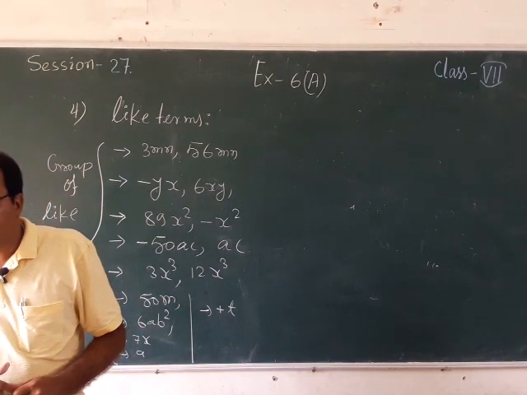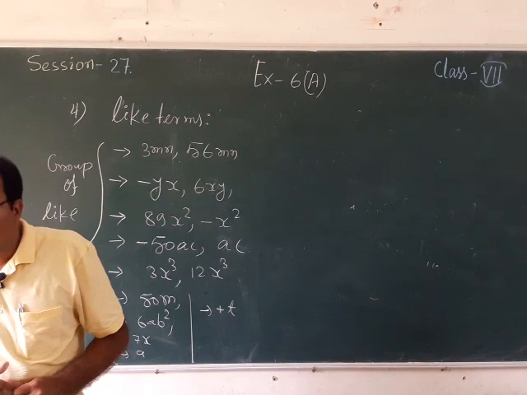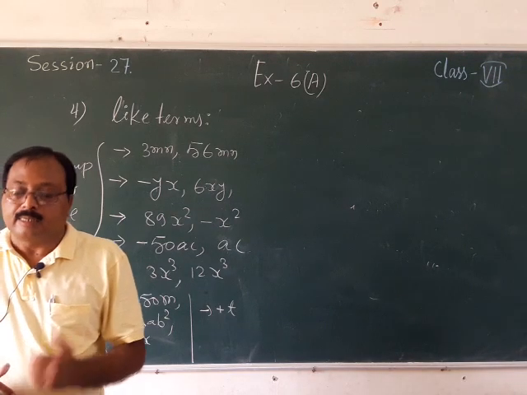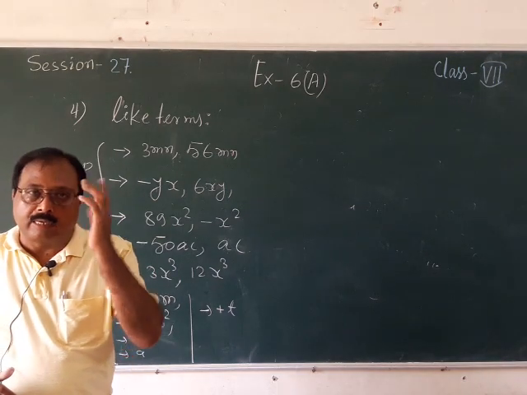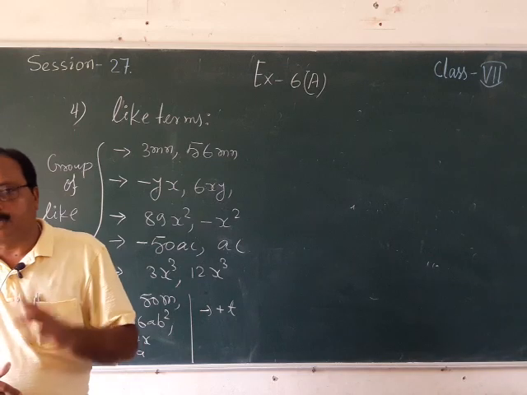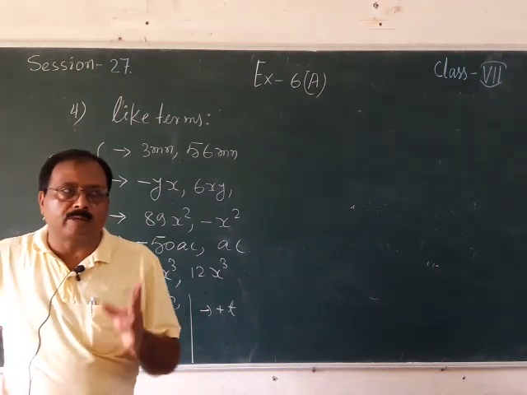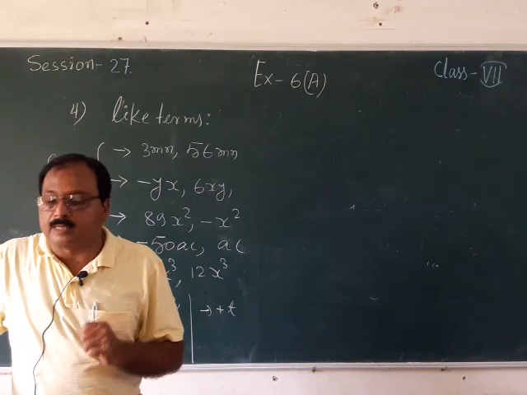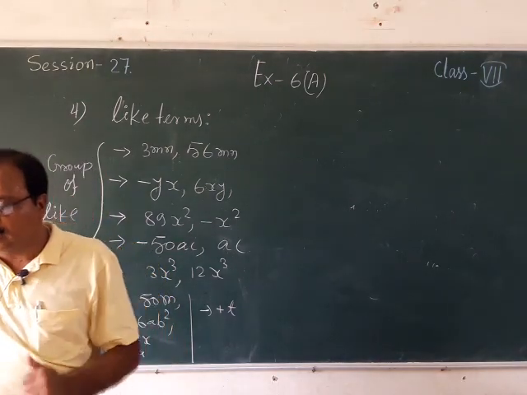Further, in questions 5 and 6, monomial, binomial and trinomial, I have shown you already that the expression containing a single term is known as a monomial. The expression containing 2 terms is known as a binomial. The expression containing 3 terms is known as a trinomial, that you can write.